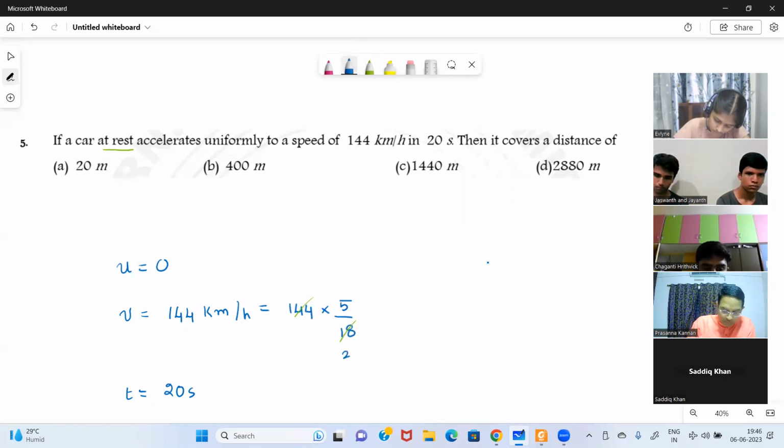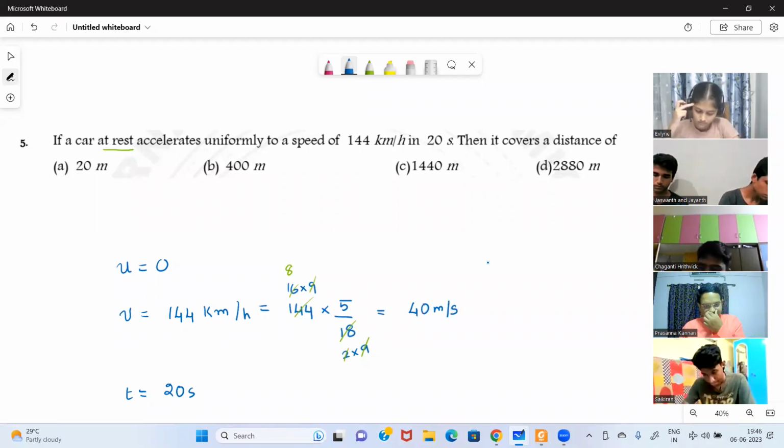So this is nothing but 2 into 9. And what is this going to be? 16 into 9. So you can cancel this. 16 by 2, 8. Or directly if you know the 18th table, 18 into 8 will be 144. So 8 into 5, 40. So the speed is 40 meter per second. Clear?